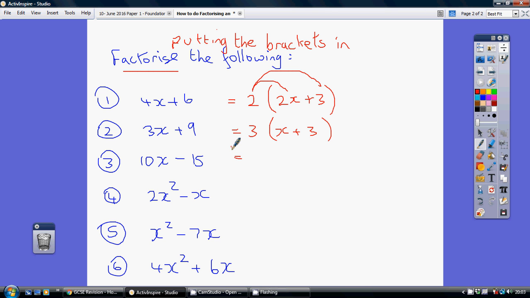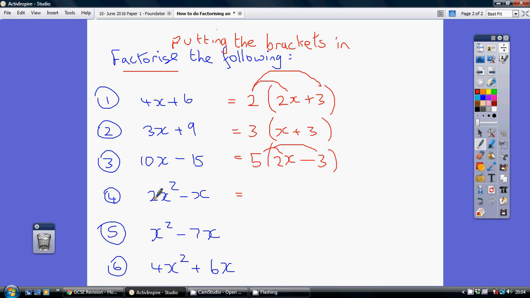Right, next one. What's the biggest number that goes into 10 and 15? Well, that's 5. So 5 times what gives us 10x, that's 2x. Get the sign right, well on this occasion it's a minus. 5 times what gives us 15, that's 3. And check, is that times that 10x? Yes it is. Is that times that minus 15? Yes it is.